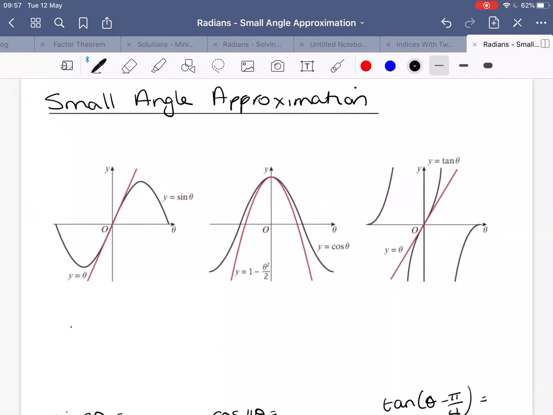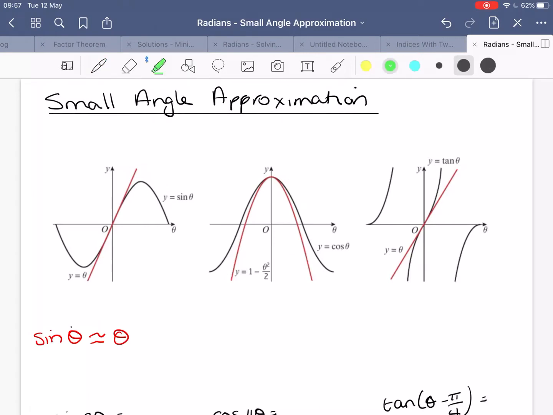So we know our small angle approximations now. And we saw in the video that sine theta was approximately equal to theta when theta is small. We can also use the graph to show that. The first graph that you can see there is the graph of sine theta between minus pi and pi, and the graph of y equals theta.